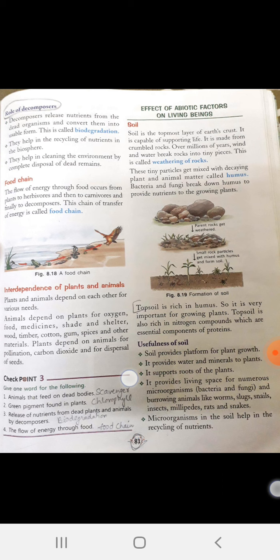Now, this is called a food chain. Plants as producers, animals as consumers, microorganisms as decomposers. So this is a food chain.